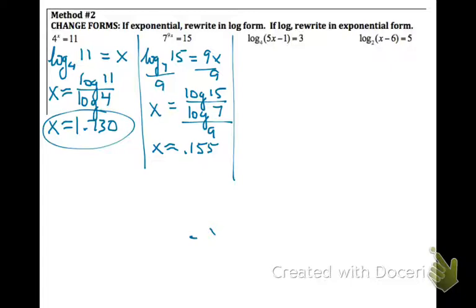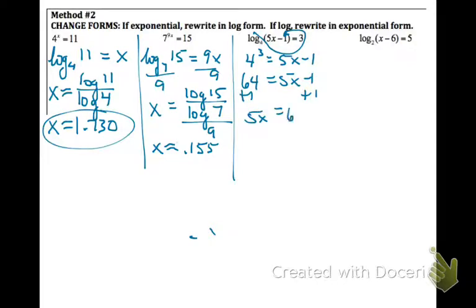Alright, now let's switch to log equations. So we don't have one log set equal to each other, so we can't use the property of equality. So in this case, we can switch forms. This time we'll rewrite it in exponential form. So 4 to the 3rd power equals 5x minus 1. So solve for x. 5x equals 65. So x equals 13.